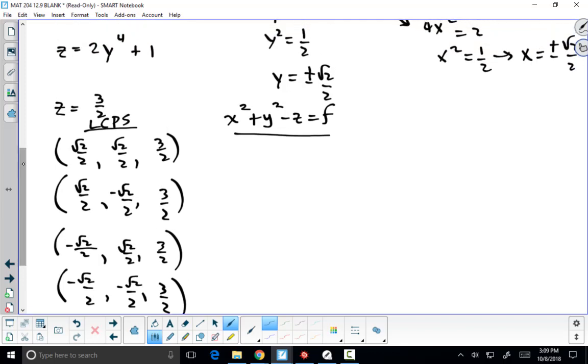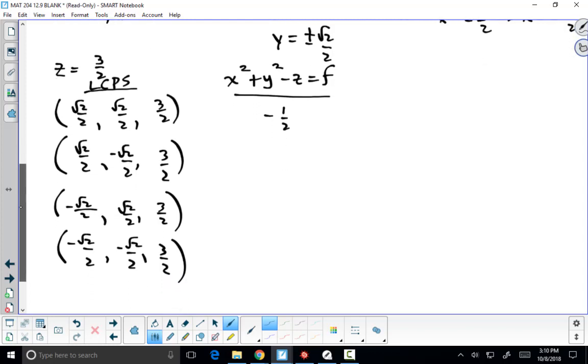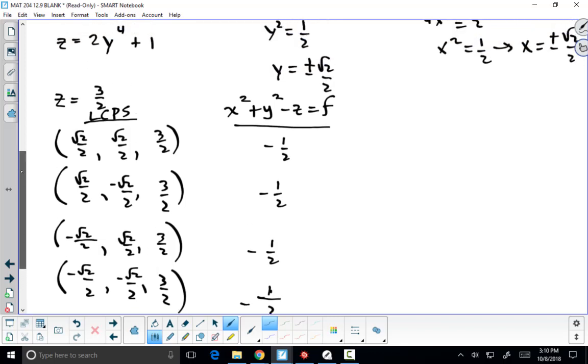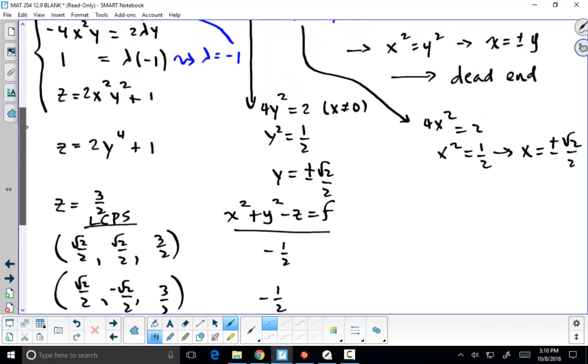All right, so then we square each of these things, and we already know that y squared is a half and x squared is a half, so we're going to get 1. So don't we get negative 1/2? Yeah. And I believe we're going to get negative 1/2 all the way down. Is that right? Okay.